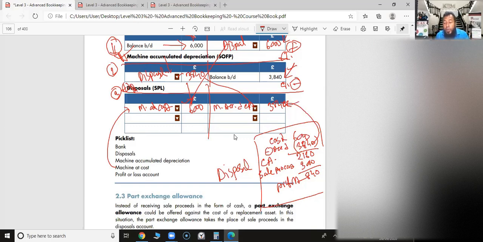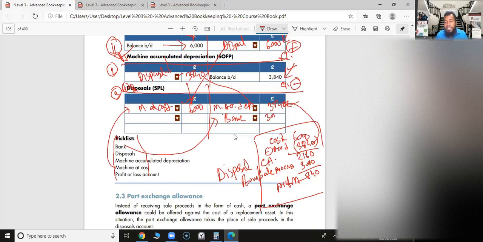Then the bank, or sale proceeds, goes in. In the picklist there is nothing called sale proceeds, but there is a bank option given. It means by selling it, we got some money. That's why we call it bank. You can call it bank as well for your working purposes. Bank means that much money you received.